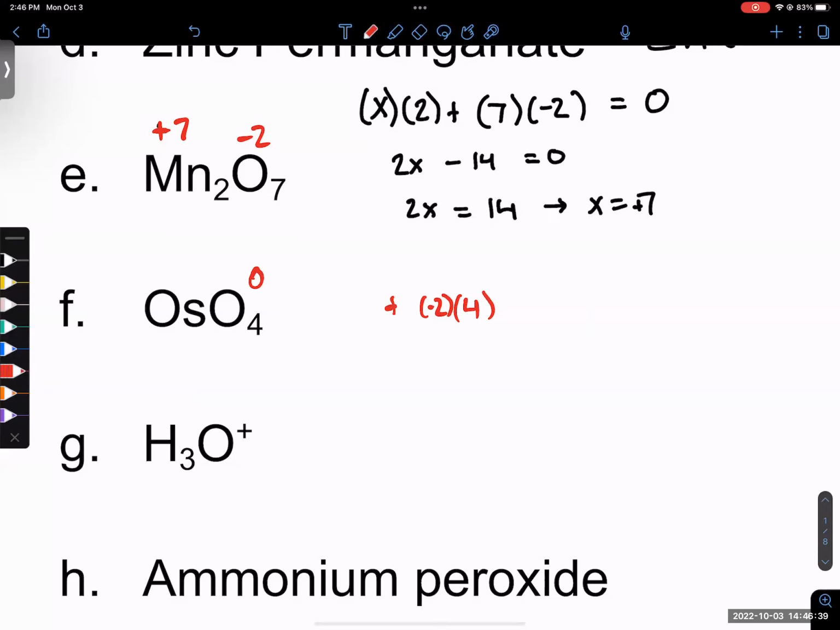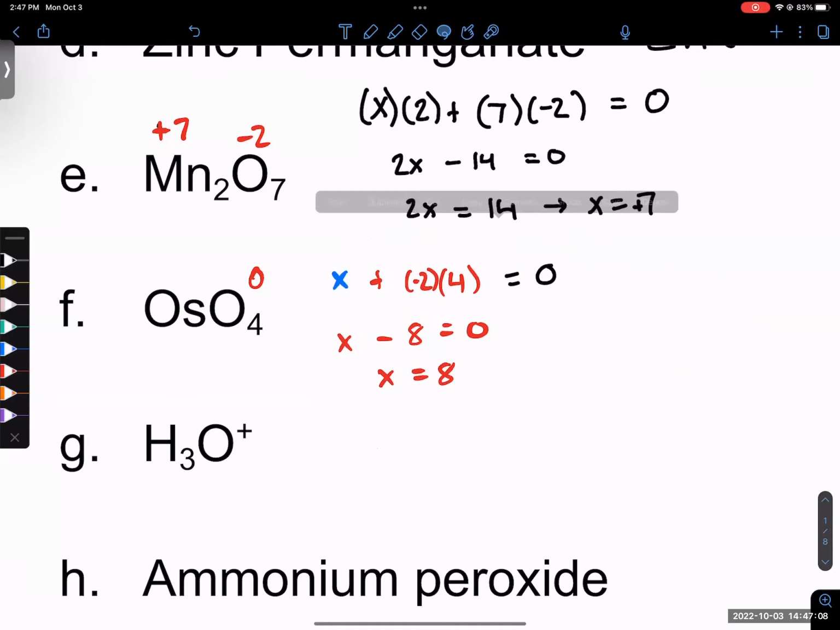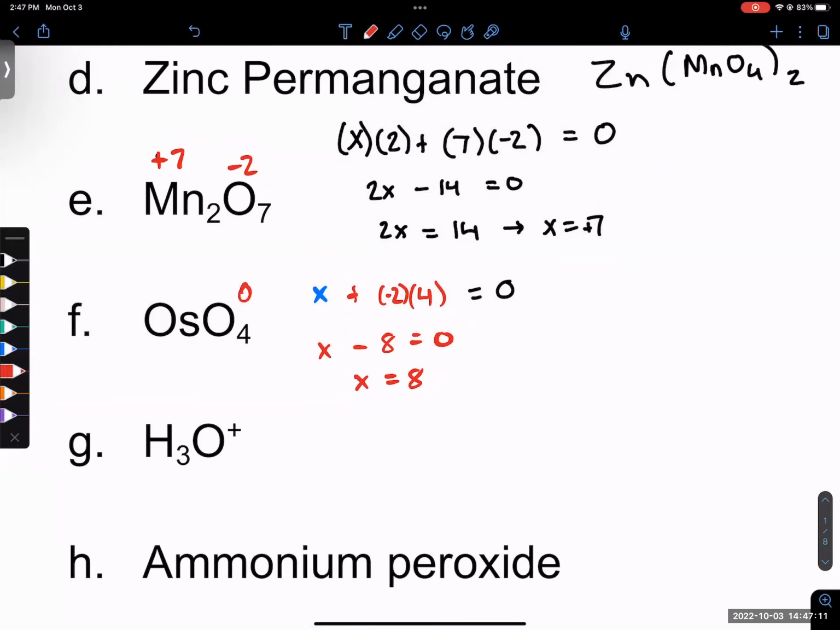How many osmiums do we have? 1, right? So we're just going to put 1x, and this is equal to the overall charge, which is 0. So when we solve for x, we get x - 8 equals 0. If we solve for x, we get x equals 8. We add 8 to both sides, right? Does that make sense? Yes, thank you. So again, each oxygen has an oxidation number of -2, and the osmium has an oxidation number of +8.